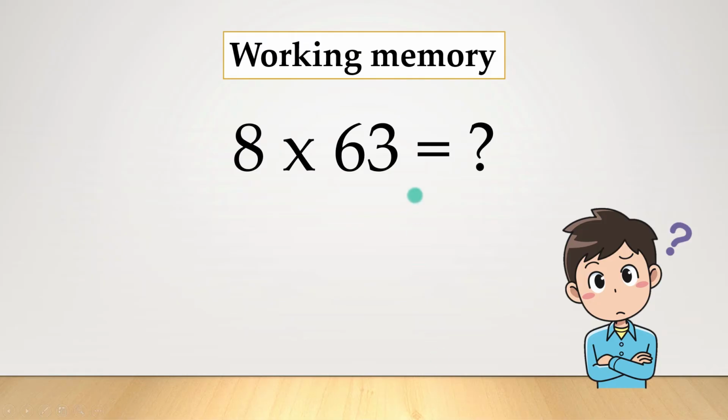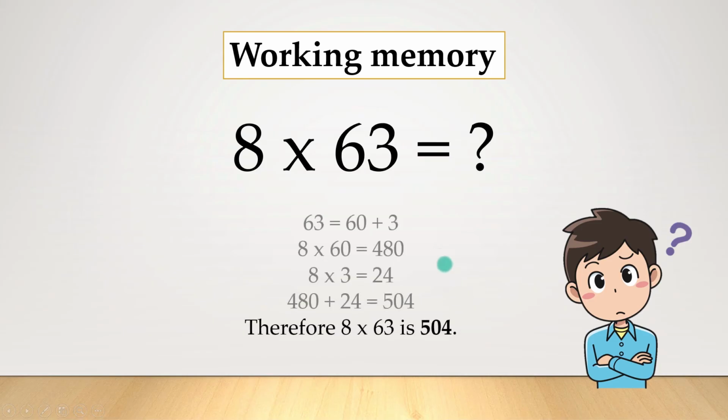So looking at this, I figure out that 63 is 60 and 3. So if I figure out 8 times 60 and add that to 8 times 3, I should be able to get the final answer. 8 times 60 is 480, and 8 times 3 is 24. So if I add them up, what were those numbers again? 480 and 24. I should get 504. And that indeed is the answer. So in my head just then, I did all this stuff, and that's a perfect example of working memory.